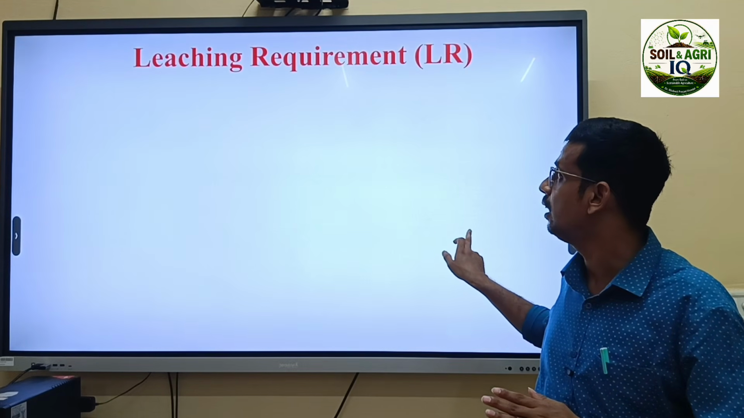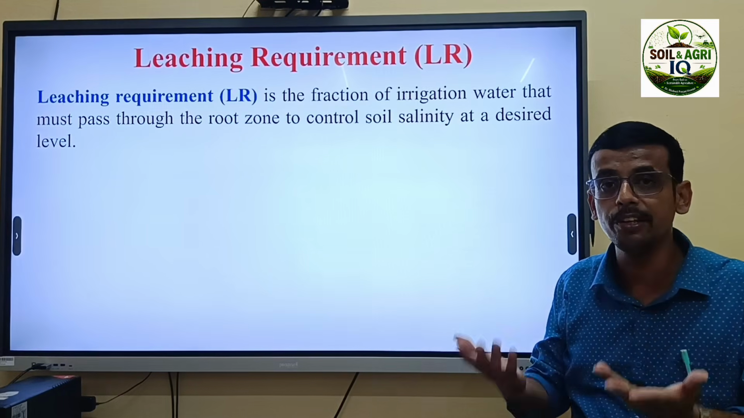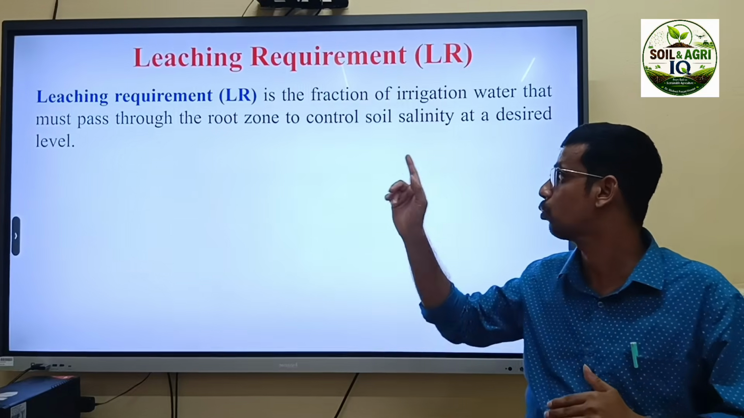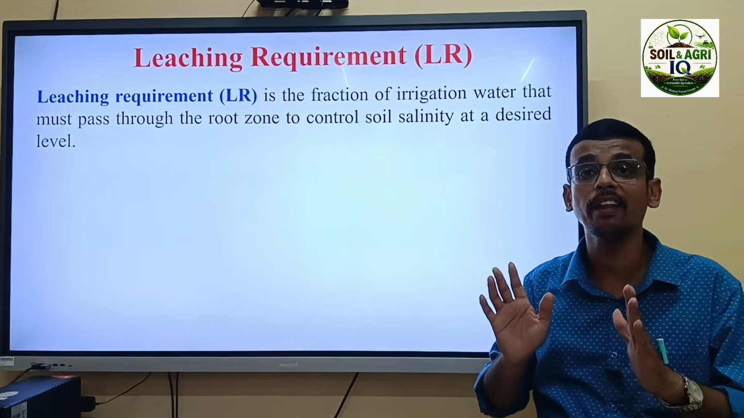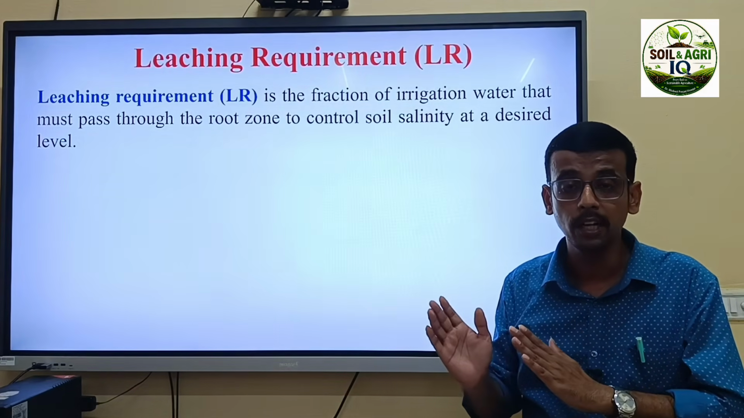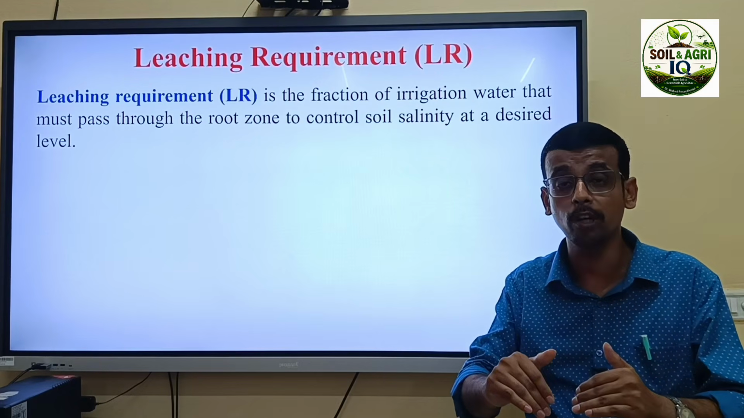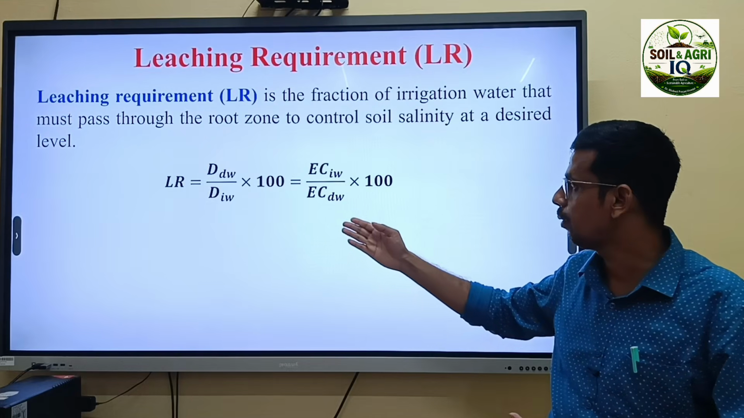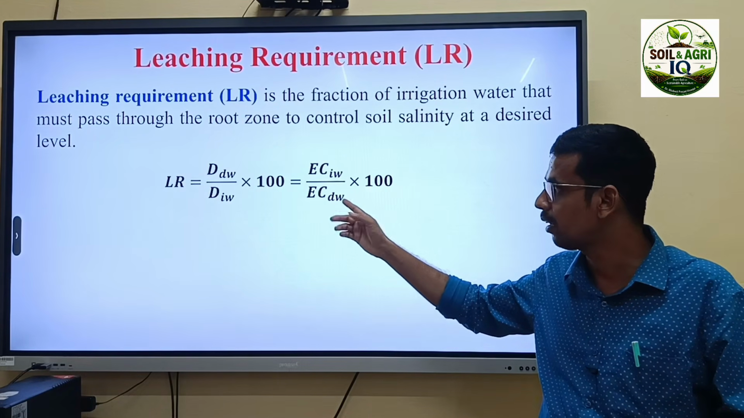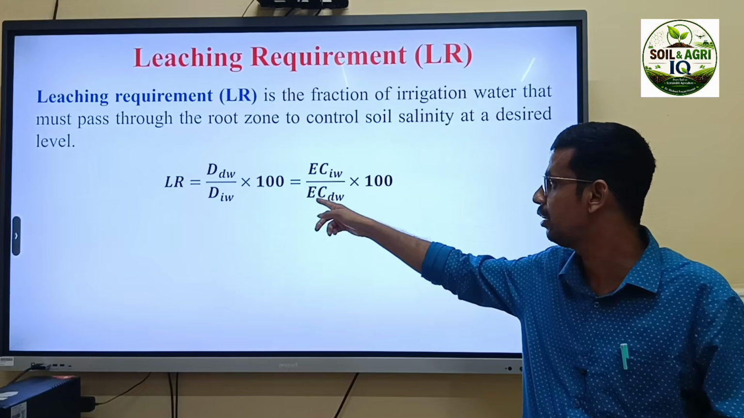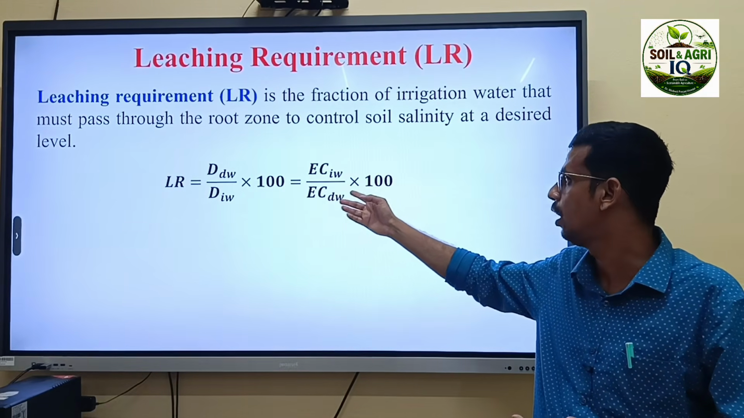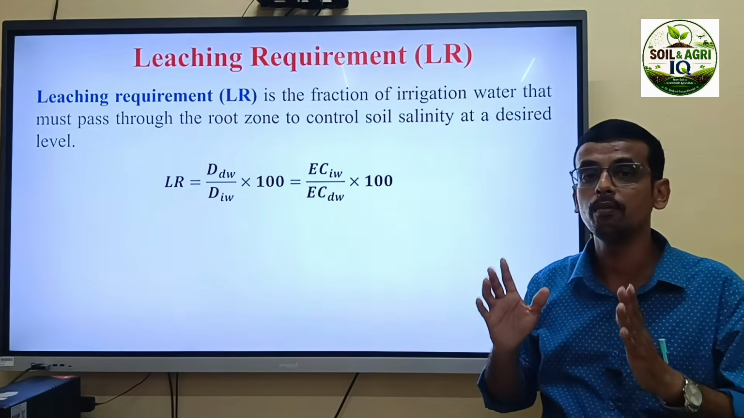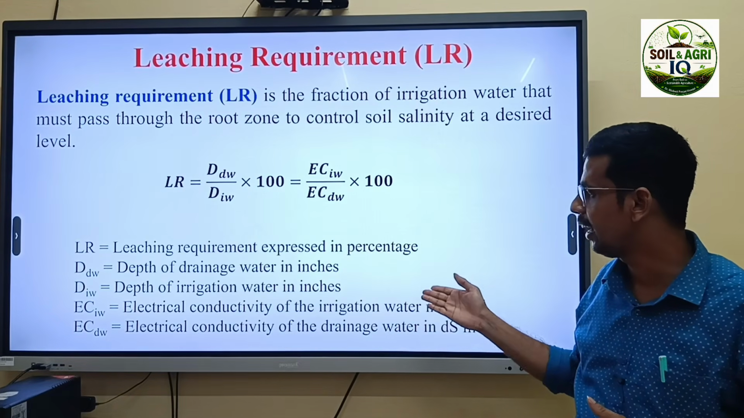Then coming to a very important point, leaching requirement. What is this? This is the fraction of irrigation water that must pass through the root zone to control the soil salinity at a permissible level. So how much water should pass through the root zone to minimize the soil salinity? This is the formula: leaching requirement is the depth of drainage water, DDW, divided by the depth of irrigation water, multiplied by 100. It is expressed as a percentage. Or if you know the EC of the irrigation water and the EC of the drainage water, that also helps to determine the leaching requirement that I have mentioned here.